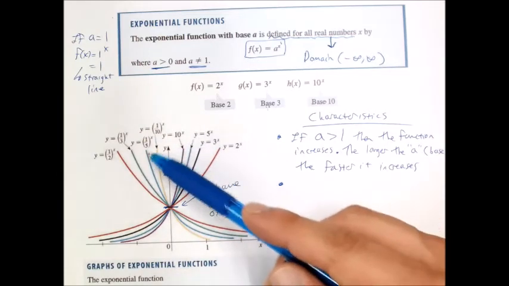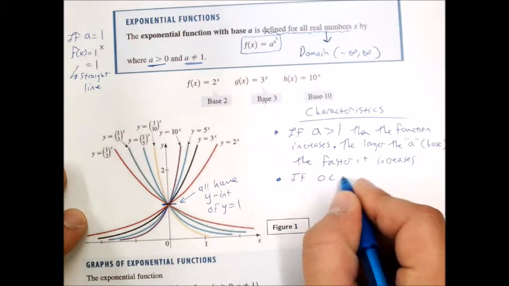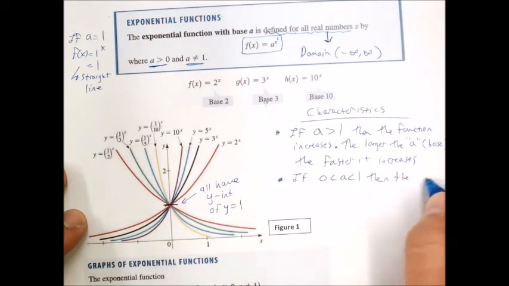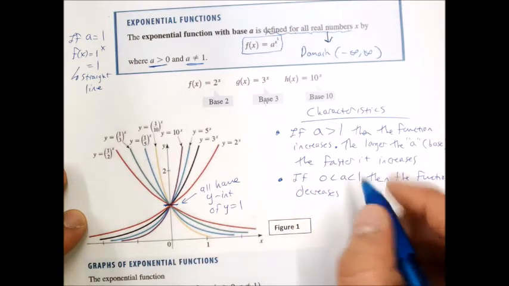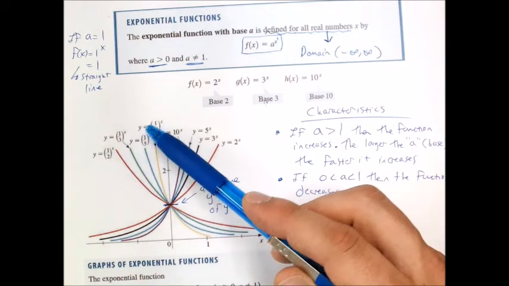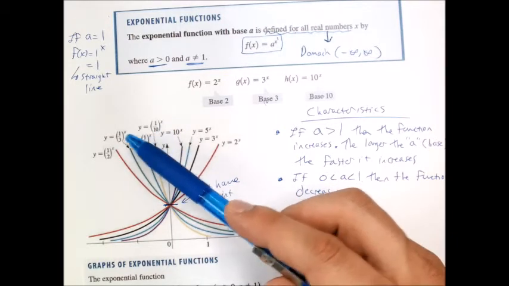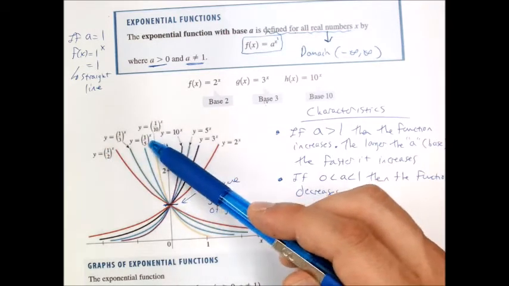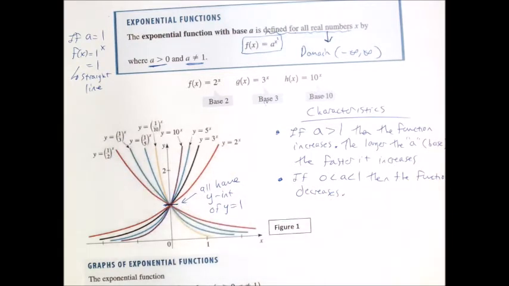If the number's between 0 and 1, like all these, it decreases. So if A is between 0 and 1, then the function decreases. The characteristic we can see here is that 1/10 is the steepest decreasing one, 1/5 is the second steepest, 1/3 is the third steepest, and 1/2 is the least steep. And so the closer these numbers get to 1, the less steep they are, or the flatter they are. I think of them as being flat.